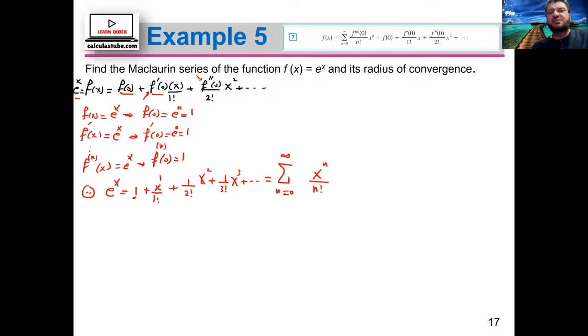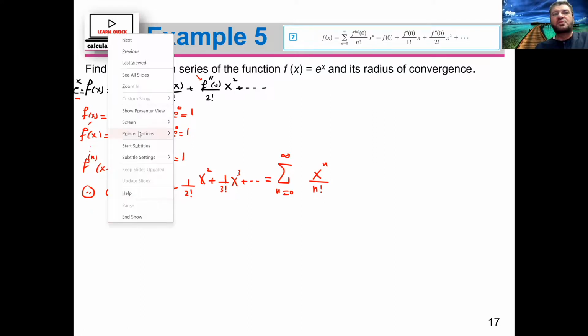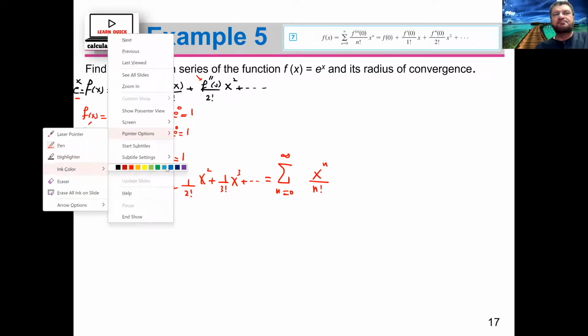Is this an alternating series? No. So that's it. You're done. This is your series. So e to the x can be presented this way. Now, what do we need to find? The radius and interval of convergence. So now let's go to the radius of convergence.